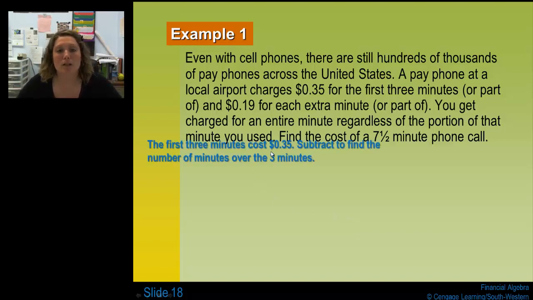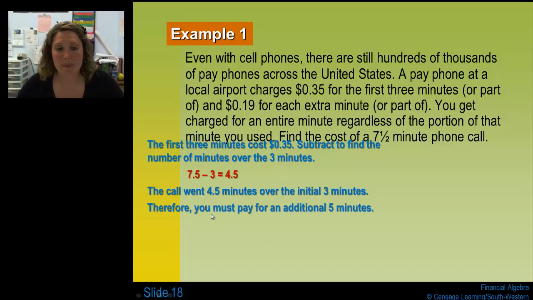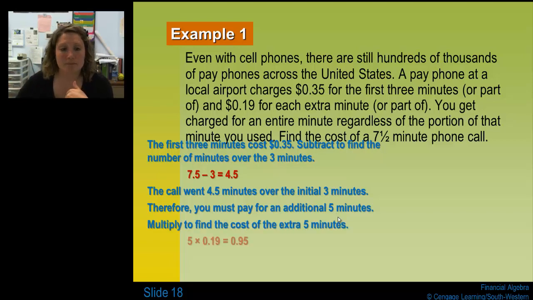So for the first 3 minutes, the cost is 35 cents. Subtract to find the number of minutes over 3. So 7.5 minus 3 is 4.5 minutes. So it went 4.5 minutes over the initial 3. Therefore, you must pay for an additional 5 minutes, because even though it was 4.5 minutes, you weren't at 5, you still have to pay for that part of the minute that you use, so it becomes a whole minute. So even if you go 4.1 or 4.01, it still rounds up to the 5th minute.